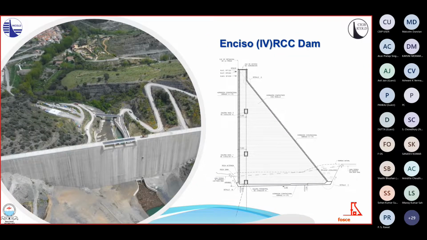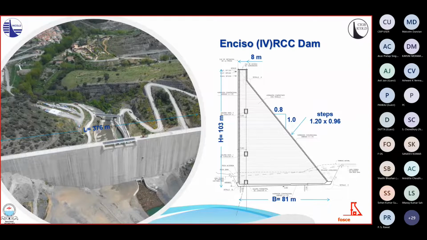But the most recent completed IVRCC dam is Enciso Dam in Spain that has been mentioned previously and for which we would like to give some additional details. This is a 103 meters high straight gravity concrete dam. Total crest length is 376 meters and the total concrete volume is circa 800,000 cubic meters.